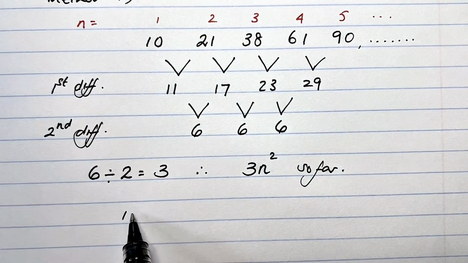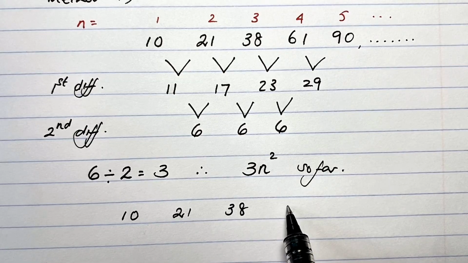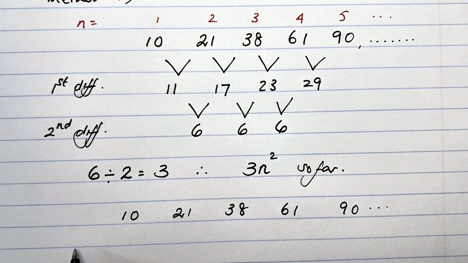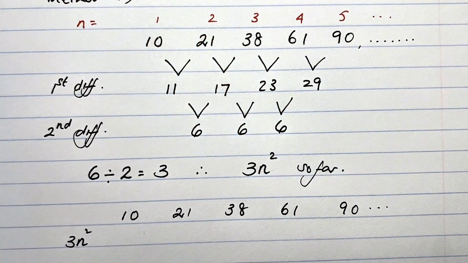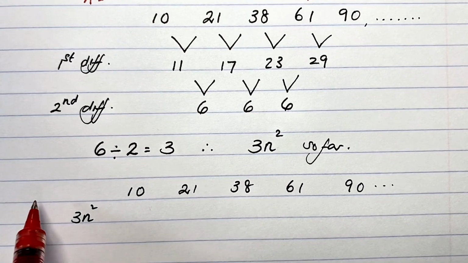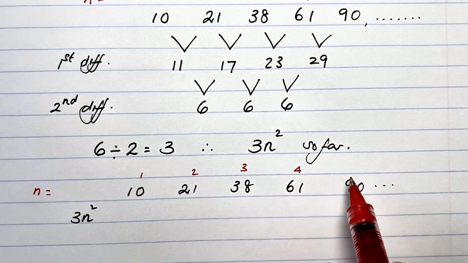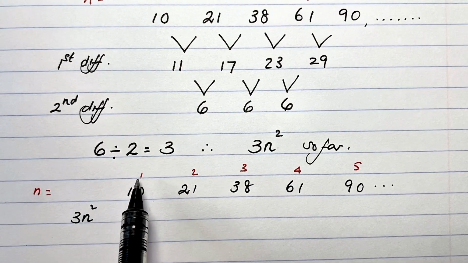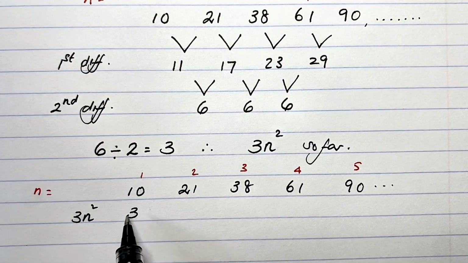So I start my sequence again, the same original numbers, and see what 3n squared achieves by giving n these values. So just remember again, n was 1, 2, 3, 4, 5. I'm giving n value 1. 3 lots of 1 squared is 3.